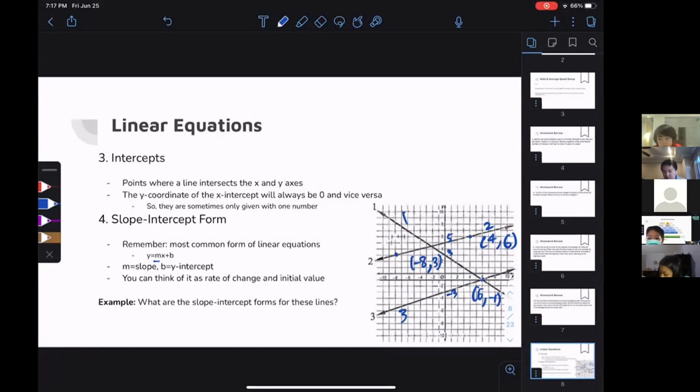The 1, 2, and 3 is referring to the different lines. So 1 is this line right here, 2 is this line, and then 3 is this one. Can you mark them out? I know you already marked out some of them, but I can't really see the other ones.